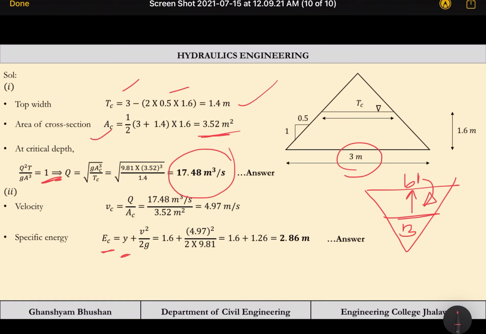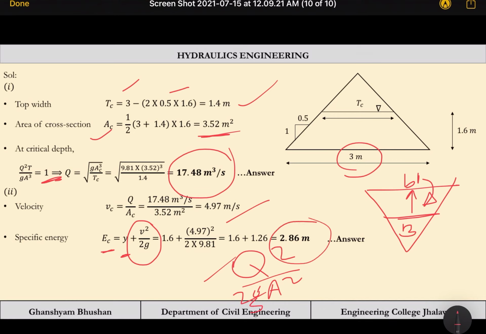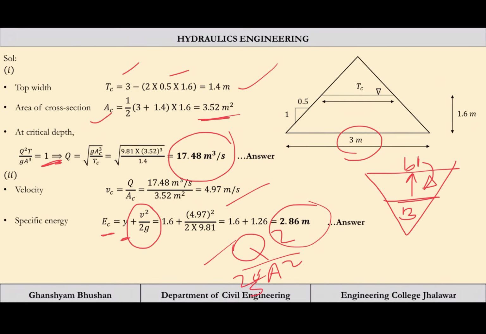So Y is given to us, we have to calculate the value of V square by 2G, or Q square by 2G A square. So we can calculate easily. V_C is coming out to be 4.97. Put all the values, we will get 2.86 as the specific energy of that particular section at the critical flow. So in this manner we can easily calculate the various values. Try to solve the problems on your own, and if you are having any doubt you can anytime ask me. So this is all for today. Thank you.